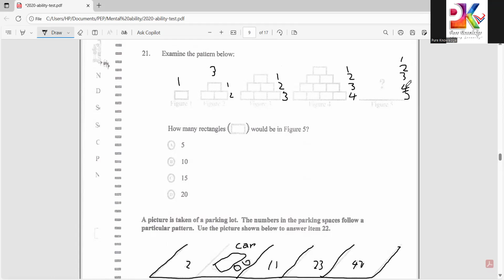4 and 5, 9, right? And 9 and 3, 12. And 12 and 3, 15. So it will be 15 right here. So the answer would be C.